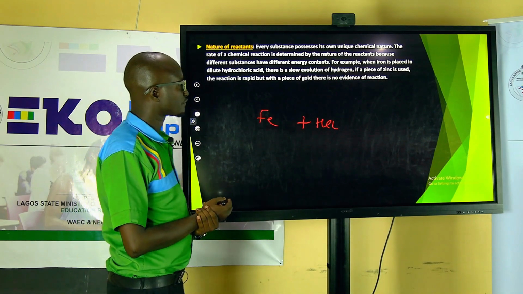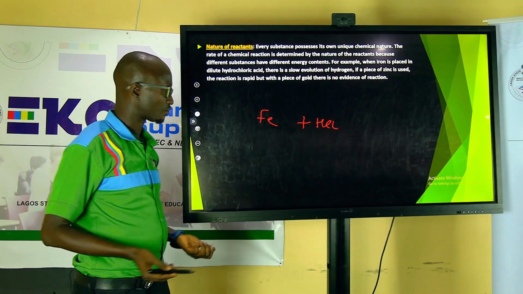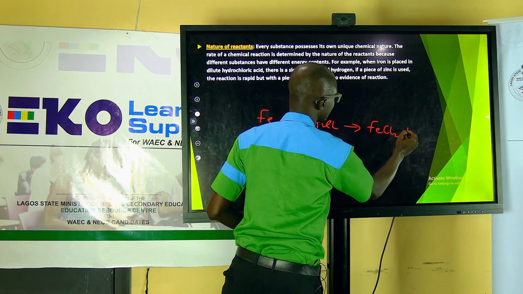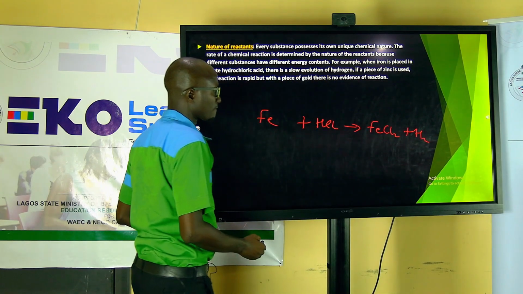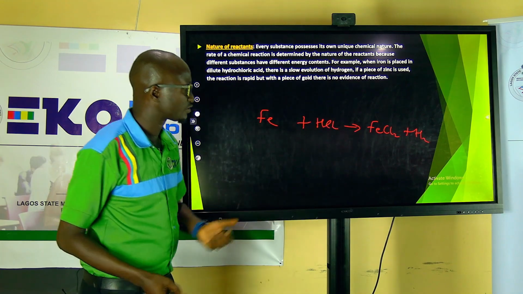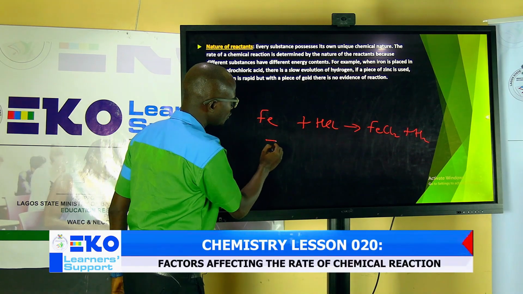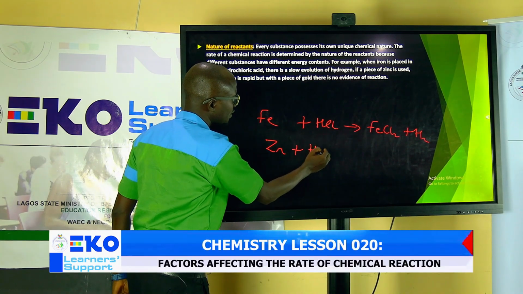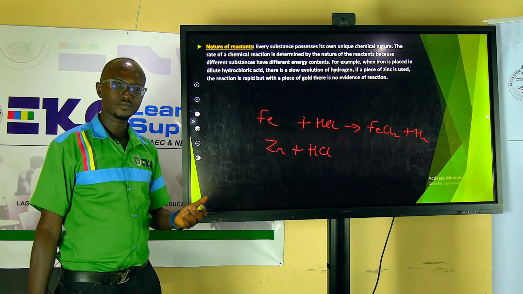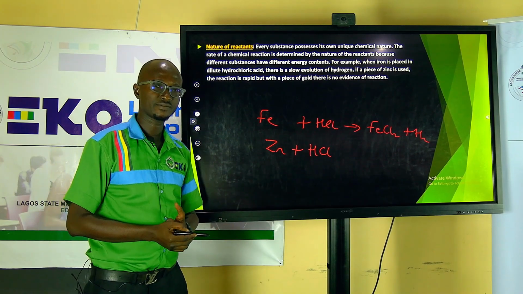If you study this reaction very well, we find out that the evolution of hydrogen gas is very slow, because iron displaces the hydrogen. The evolution of hydrogen gas is very slow compared to when we use zinc or sodium. If you use zinc or sodium, hydrogen will be produced at a faster rate.